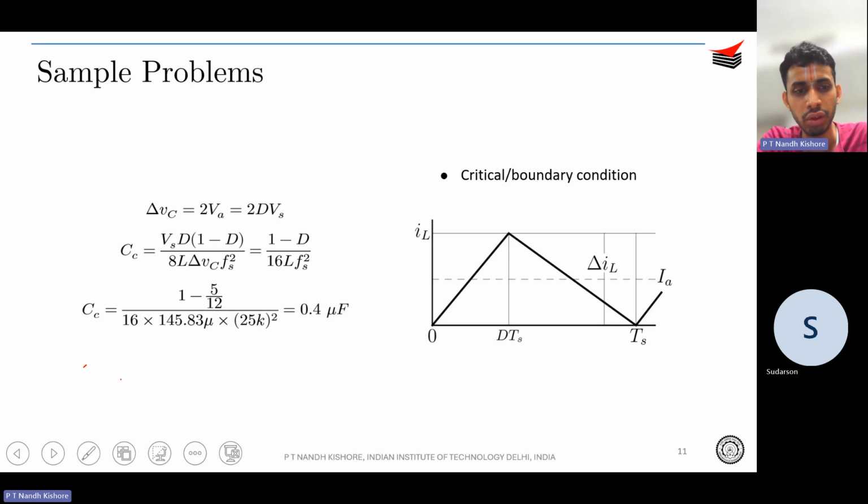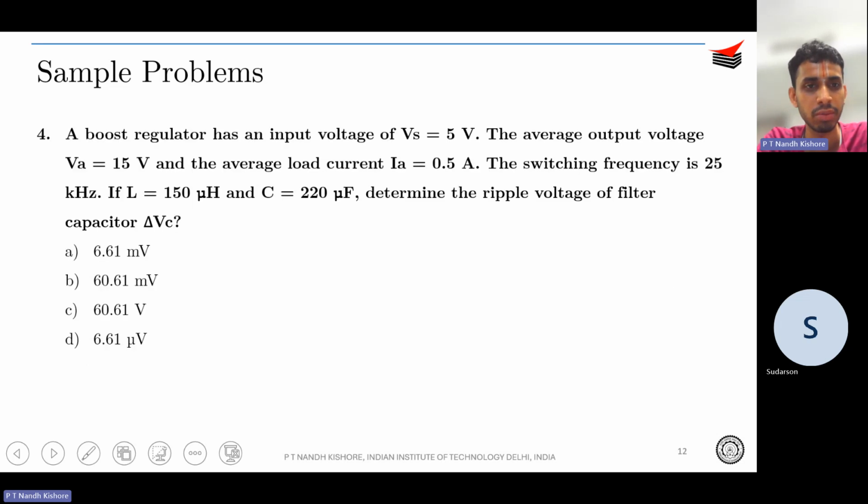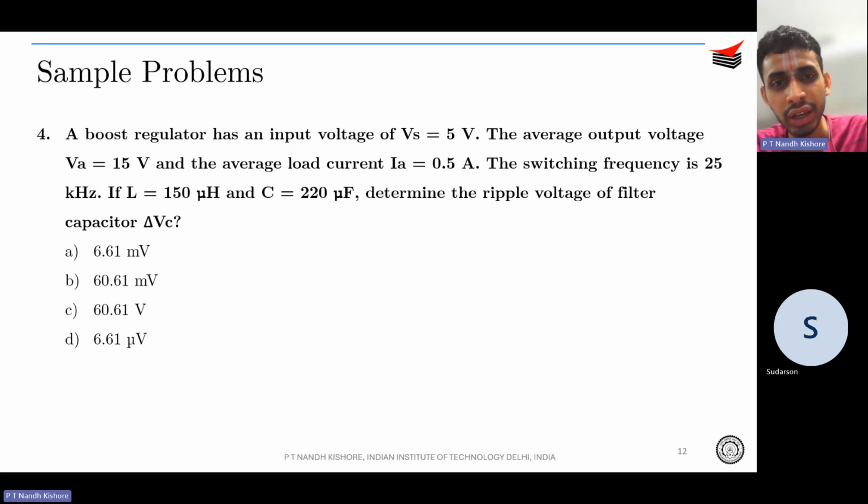So this was a problem with the same buck regulator in critical, CCM or DCM mode. Now a boost regulator has an input voltage of Vs equal to 5 volts. The average output voltage VA is 15 volts and the average load current IA is 0.5 amperes. The switching frequency is again 25 kilohertz. L is 150 microhenries and C is 220 microfarads. Determine the ripple voltage of the filter capacitor, delta VC.